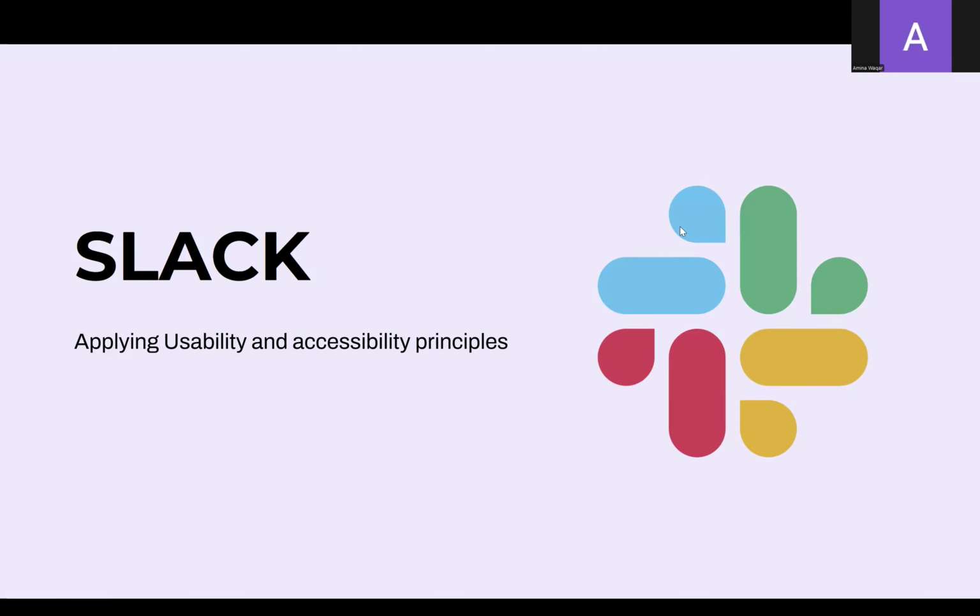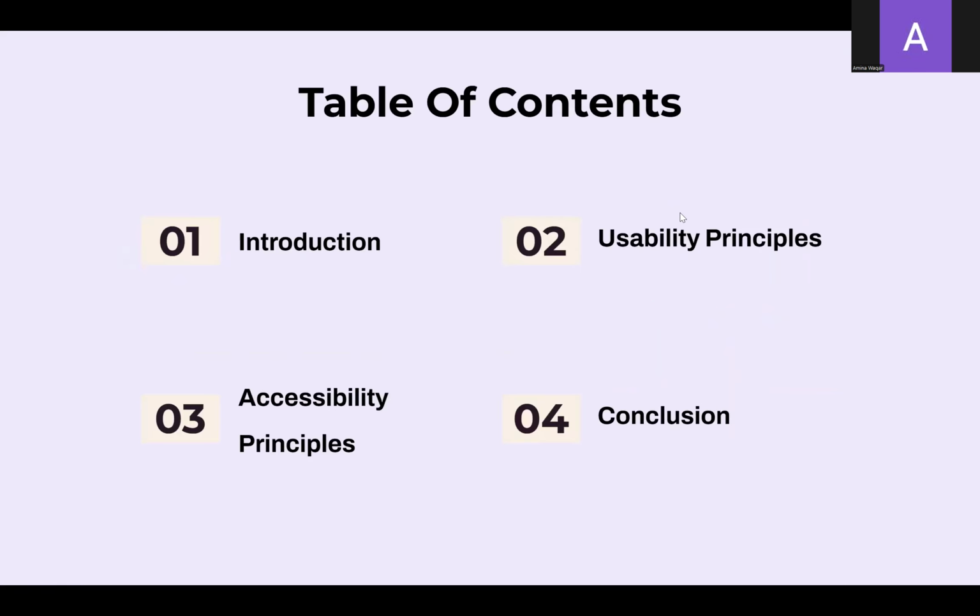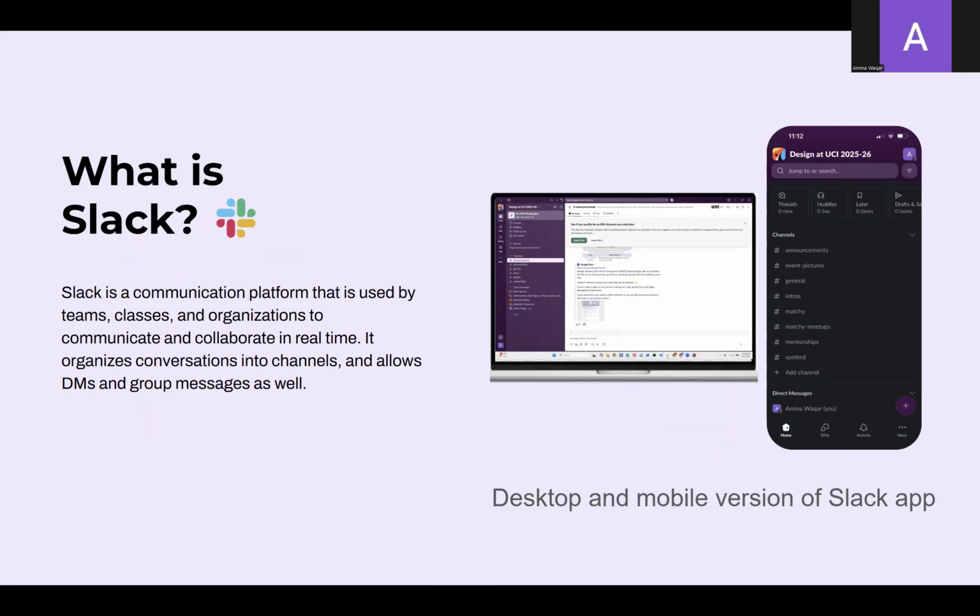I'll be focusing on two usability principles and one accessibility principle, and I'll use real examples like my messages for each principle from the Slack mobile app to show you exactly what I'm talking about. Moving on to what is Slack?